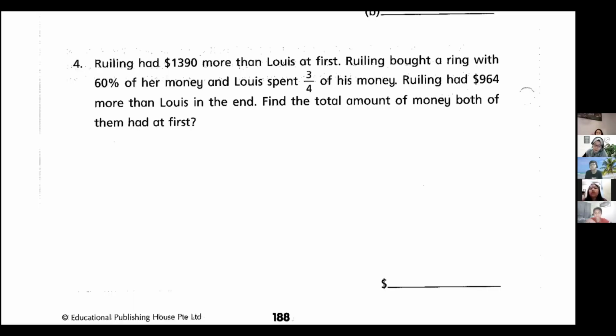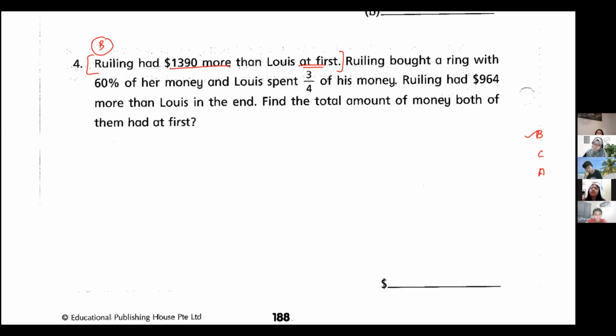All right. Ruiling had 1390 more. Then Louis added first, definitely. You know, this is the before information, from here until here. Okay. Since we are doing the units method, you need to know the BCA. I have my before. Done.